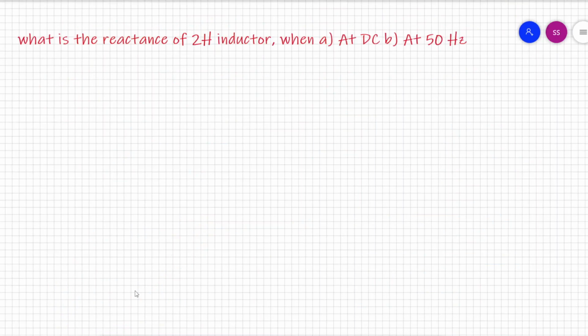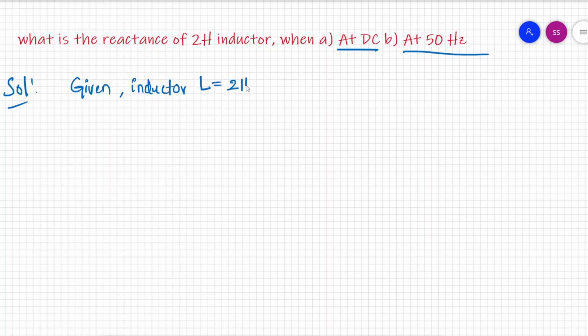So here the question is, what is the reactance of a 2 Henry inductor when it is excited with DC and when it is excited with AC? Okay, we need to find the reactance at 50 Hz. Okay, so let us find it. So what is the given data? Given is inductor, L equal to 2 Henry.